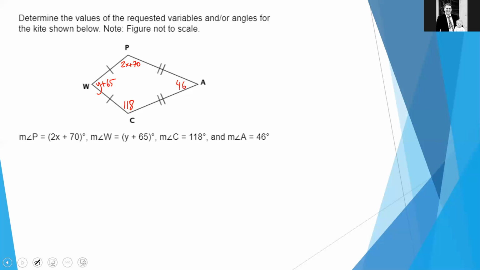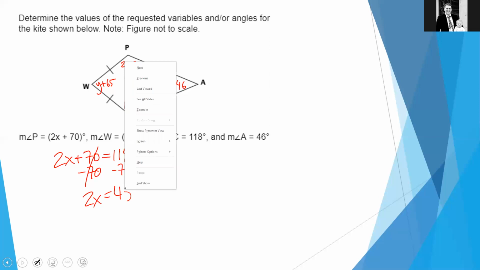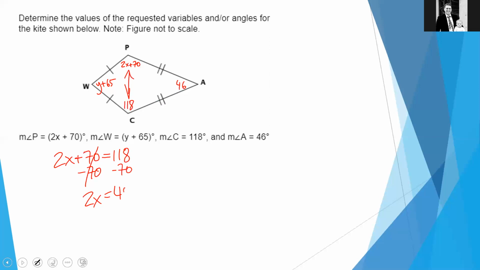Okay, hey, this is nice because these two opposing angles here, we've got a variable and a number. So I can just say, hey, 2x plus 70 equals 118. How considerate is that? Now we can just solve for x. By subtracting 70, we're going to get 2x is equal to 48. We'll divide by 2 on each side, and we'll get that x is equal to 24.